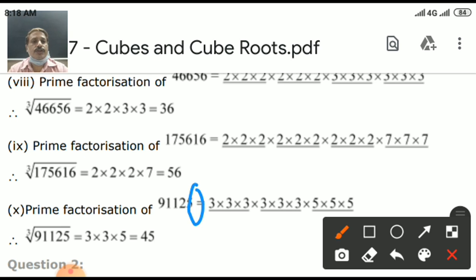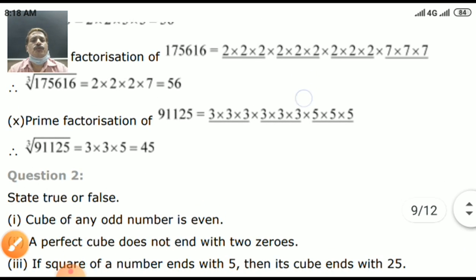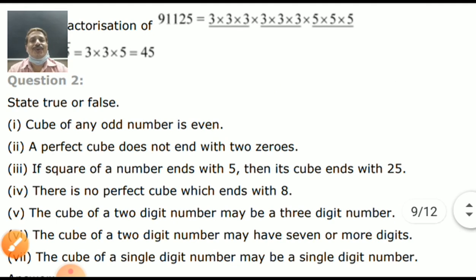Clear? Correct. Now look here, question number 2. State true or false. Yes, your favorite questions, my dear students. You are very happy to see these types of questions in an exam or anywhere. You just have to choose true or false. Cube of any odd number is even. Oh, very good question. Cube of any odd number is even.